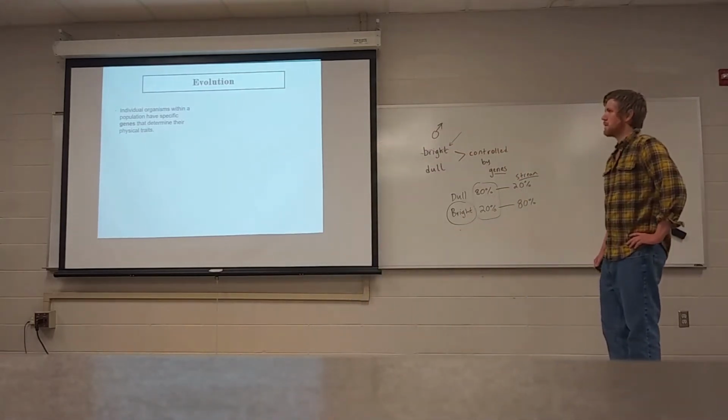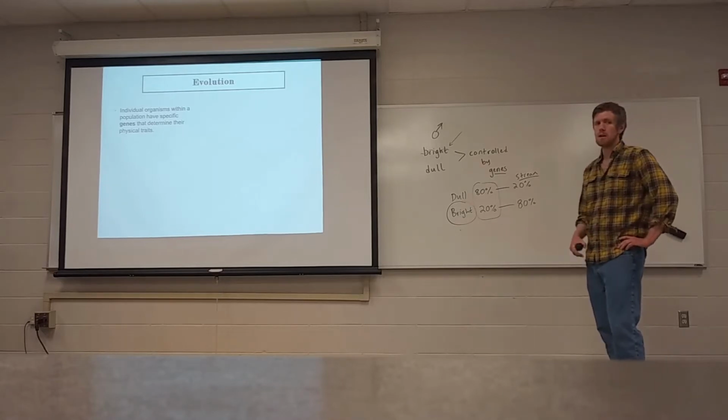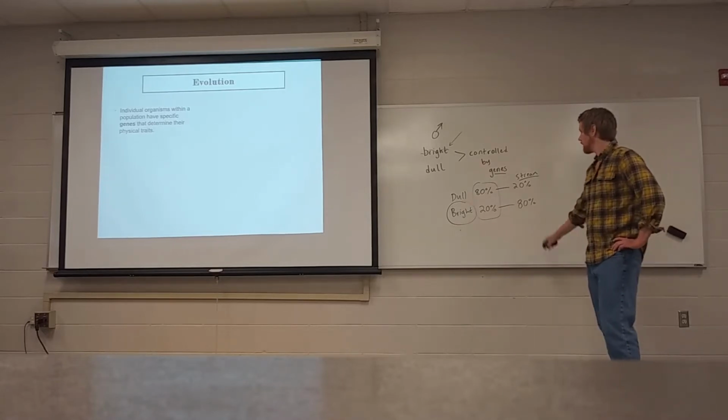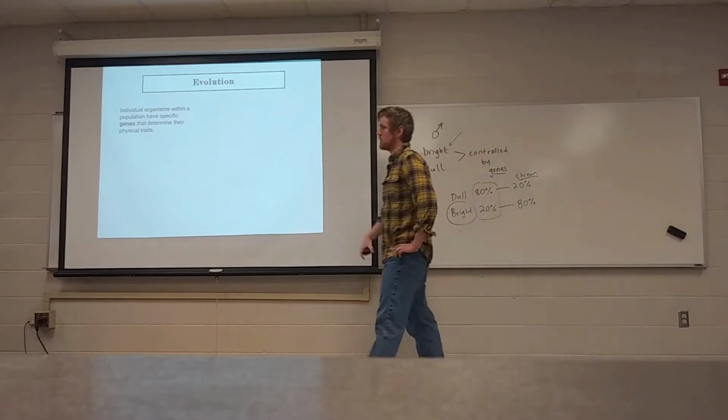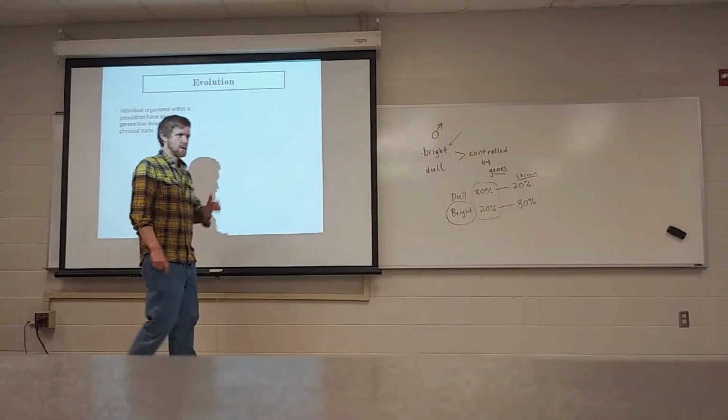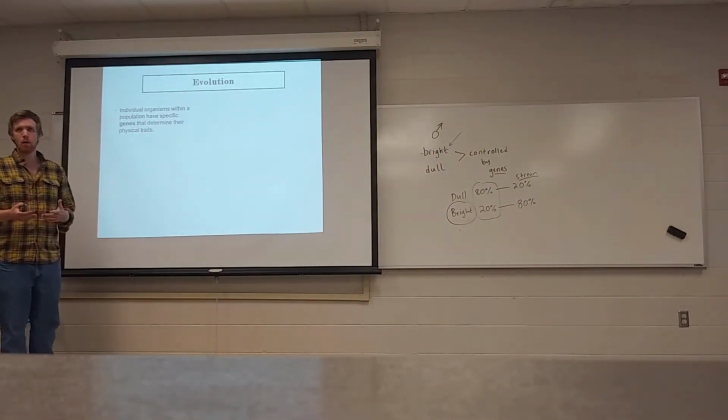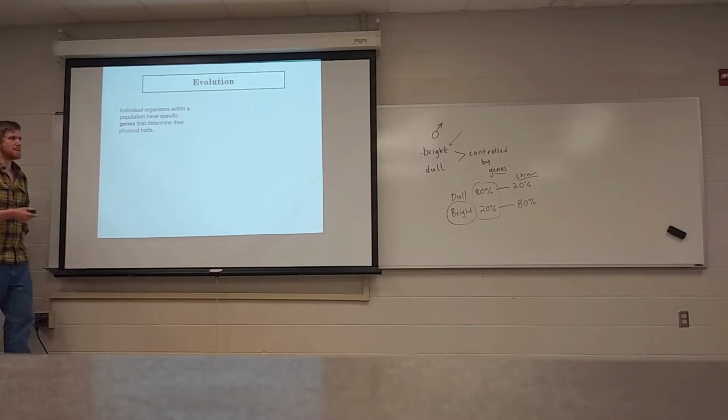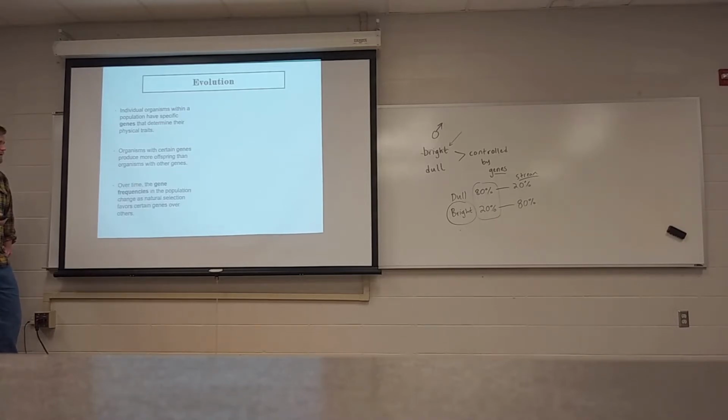Individual organisms within a population have specific genes that determine their physical traits. In this example, the male guppies have the dull and the bright coloration. Obviously, guppies have many, many more genes. That was just one example. Okay. And as we said, organisms with certain genes produce more offspring than organisms with other genes that control their traits. And over time, what evolves, what changes, is the frequency of the genes within that population.